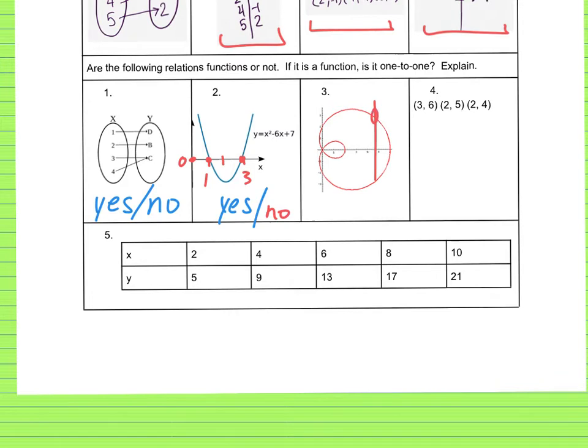All right, moving on, number 3, vertical line test. If I drew it right here, it would hit twice. If I drew it right here, it hit 1, 2, 3, 4 times. Whoa, definitely not a function. Can't be one-to-one either.